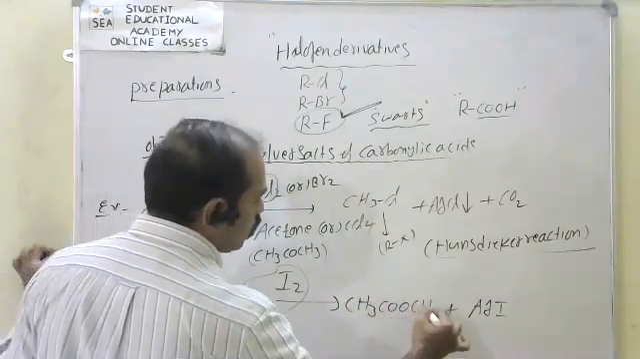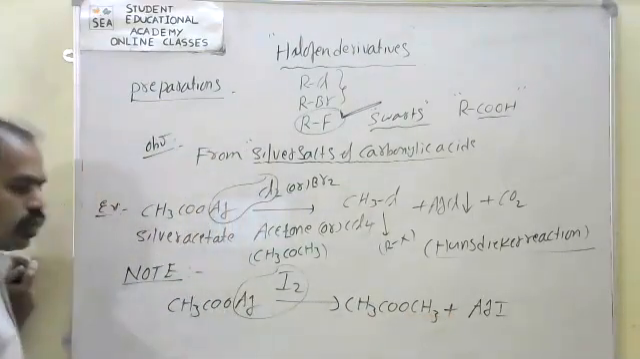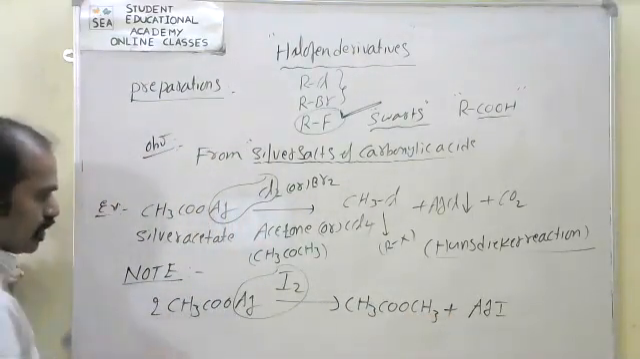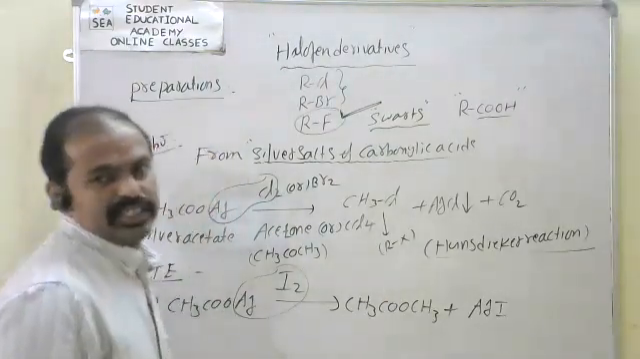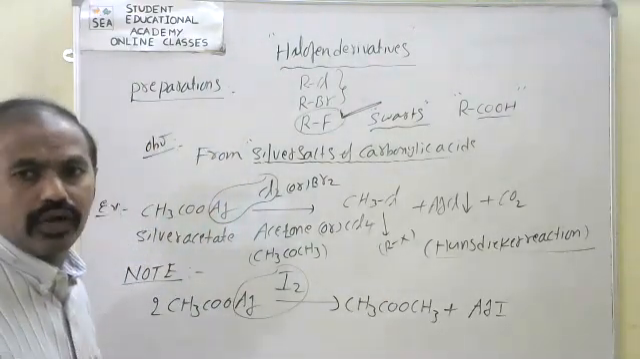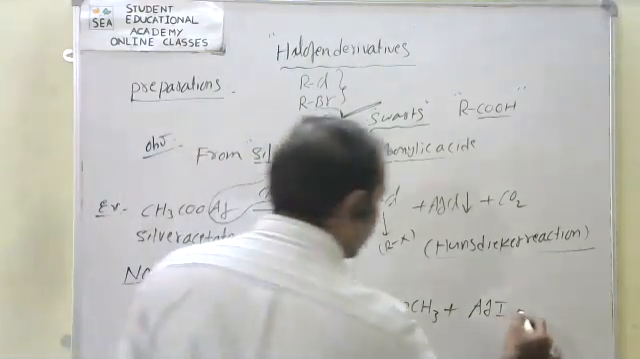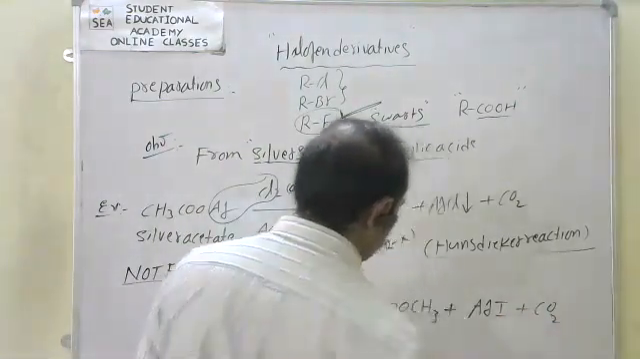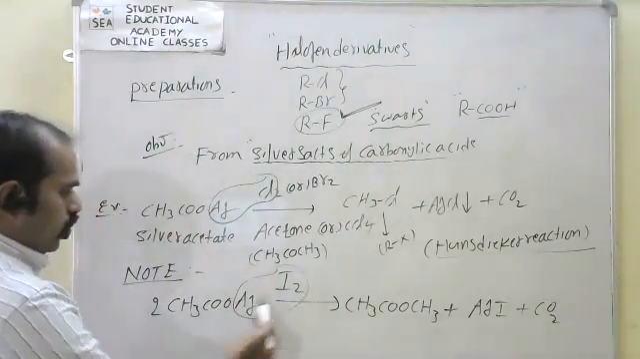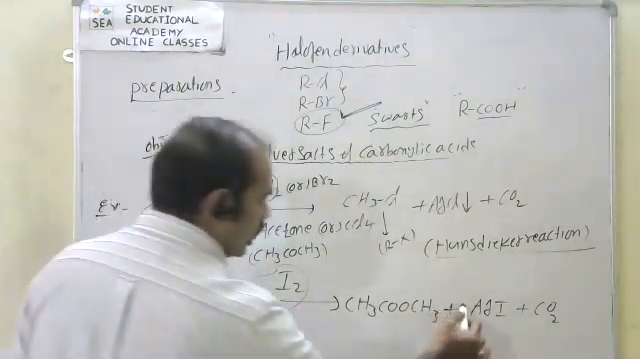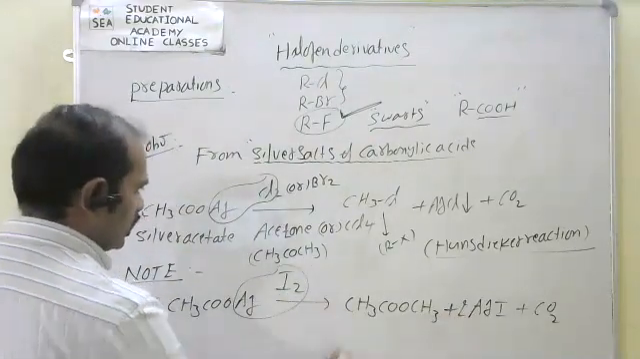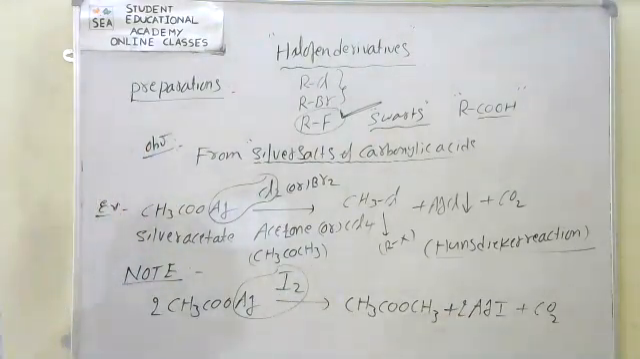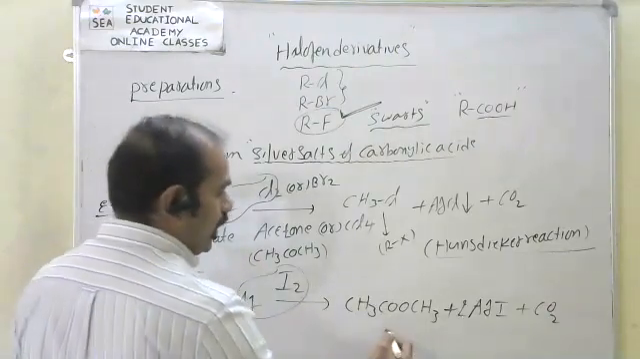After that, internally it will combine CH3COO with one more CH3. So here we get the corresponding esters. Here we get carbon dioxide also. Okay, here 2 moles of Ag, here we can take 2 AgI. Now everything is balanced. This is called an ester.